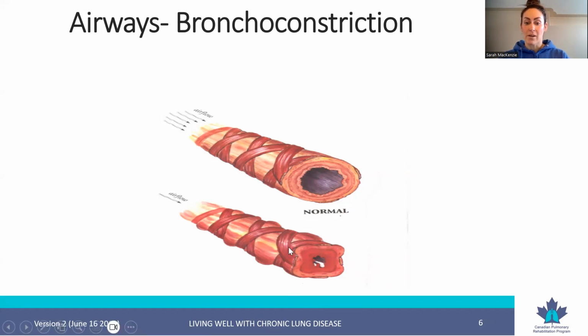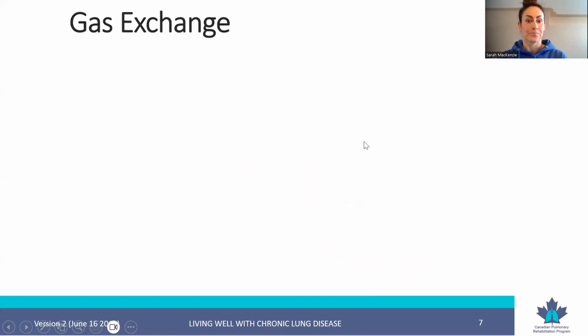On the bottom here, you can see the smooth muscle constricting around the airways, making it smaller, as well as there is inflammation and some mucus production there, okay? So we will break down when exactly this happens in later slides.